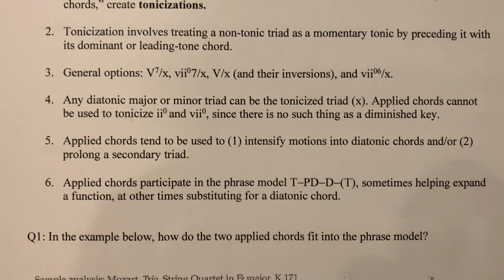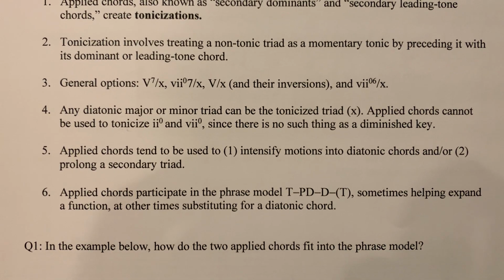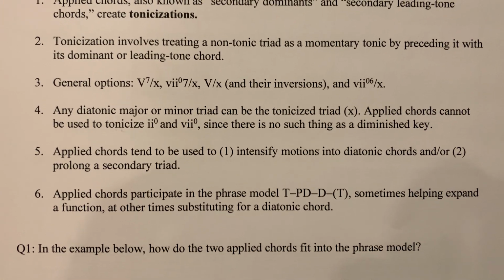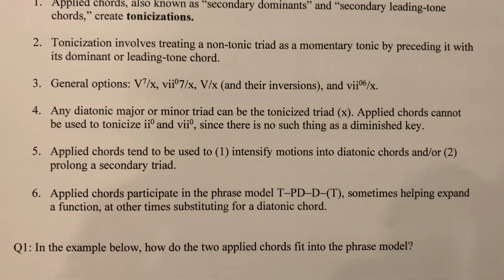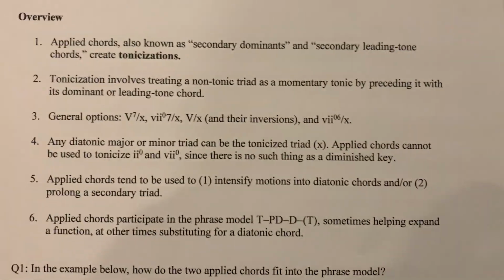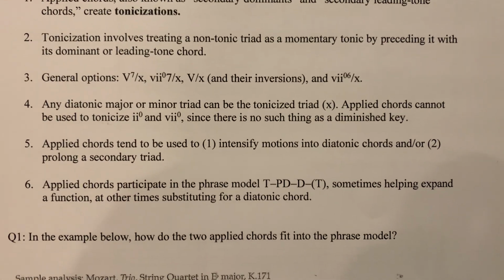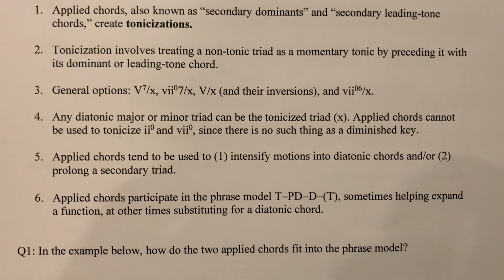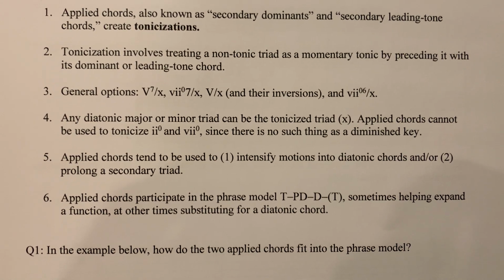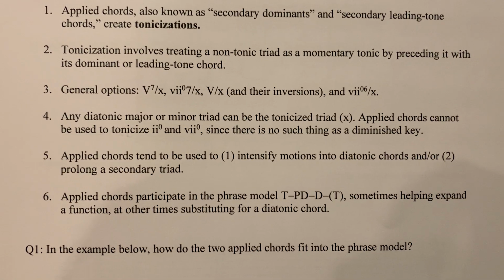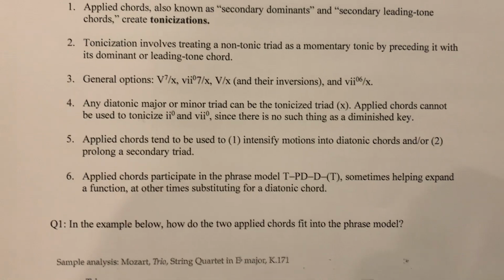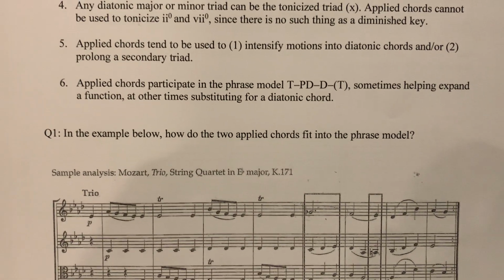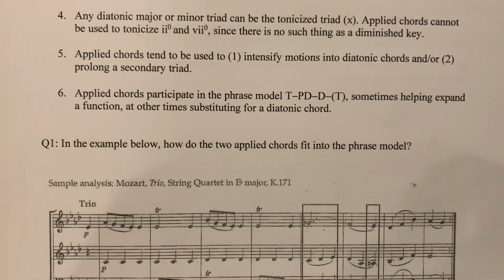So in a major key, the X could be 2, 3, 4, 5, and 6. Those are all major or minor triads. But applied chords cannot tonicize a 2 diminished or 7 diminished, since there is no such thing as a diminished key. So you're never going to see 5/7 of 2 diminished or something like that. It's not possible.